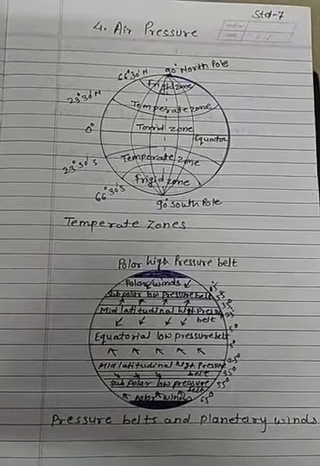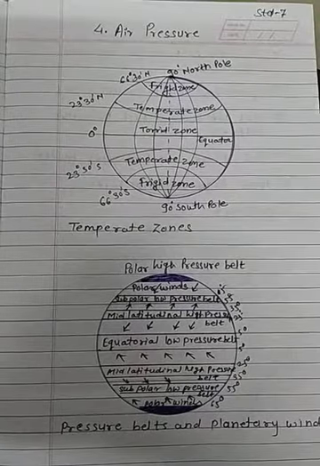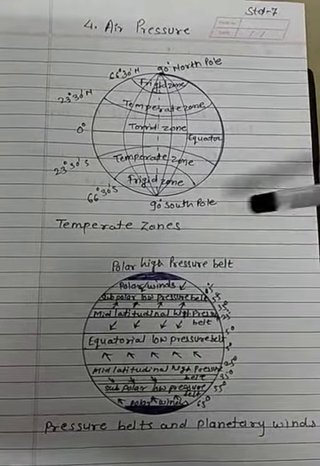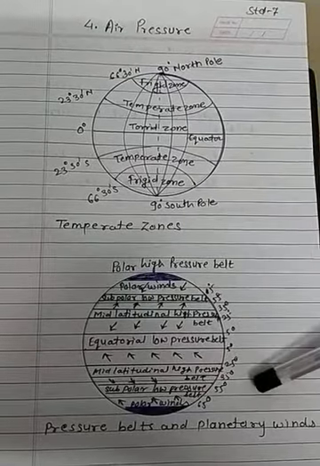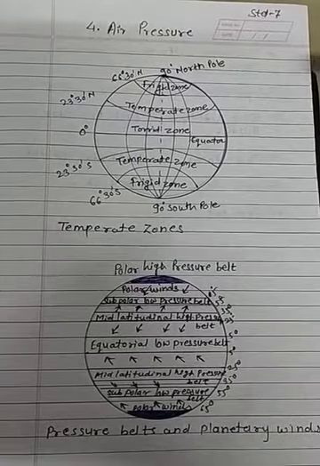Very good morning, students. Standard 7 students, today we will start your fourth chapter of geography, that is air pressure. Within that, temperature zones, pressure belts and planetary winds. These two diagrams we are going to study first.